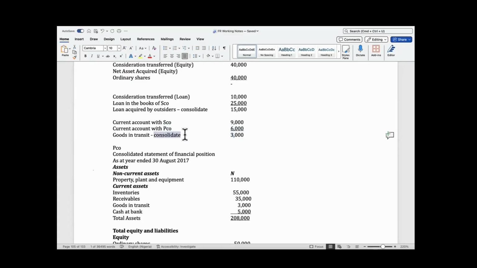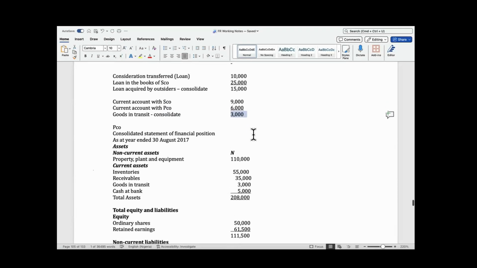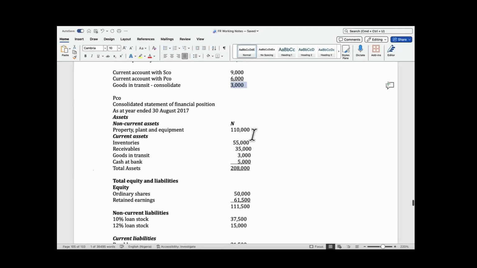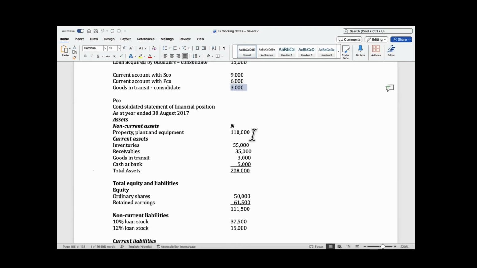Those are goods for which the transaction is not completed, so I'll consolidate it. It's not a complete transaction between the two, so I can't cancel that out. That needs to be presented. And those are all the cancellations. Every other item, you just add them together. It's as easy as that. PPE, I add that of the parent and the subsidiary together.